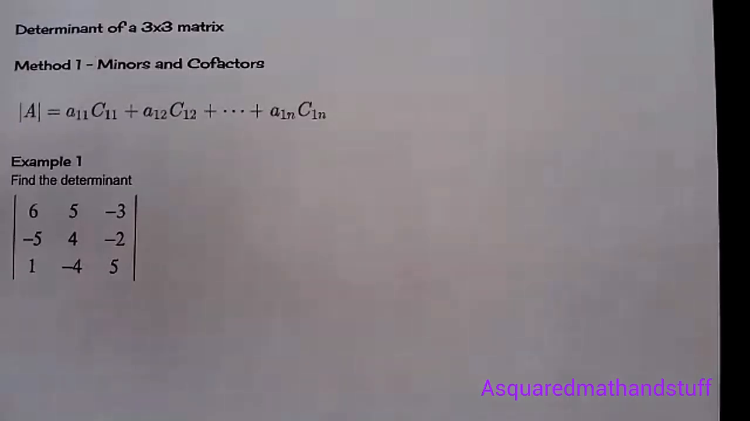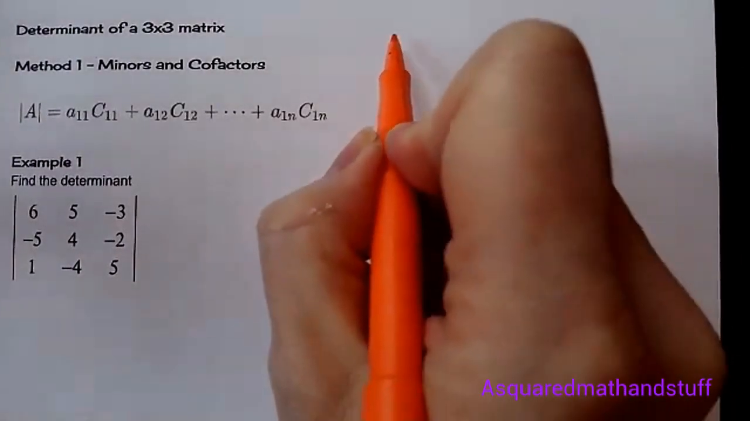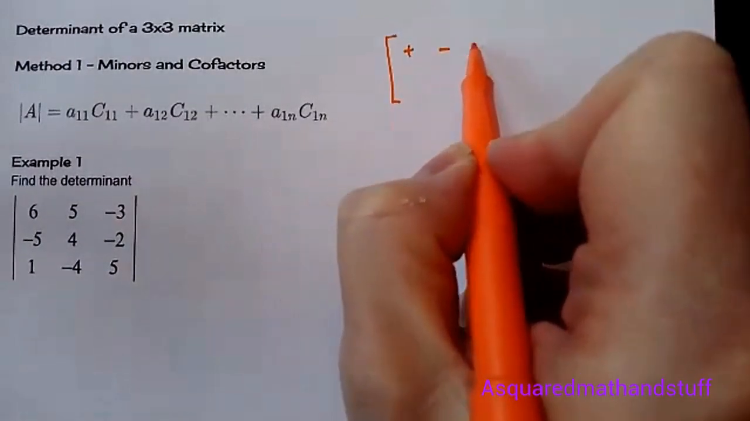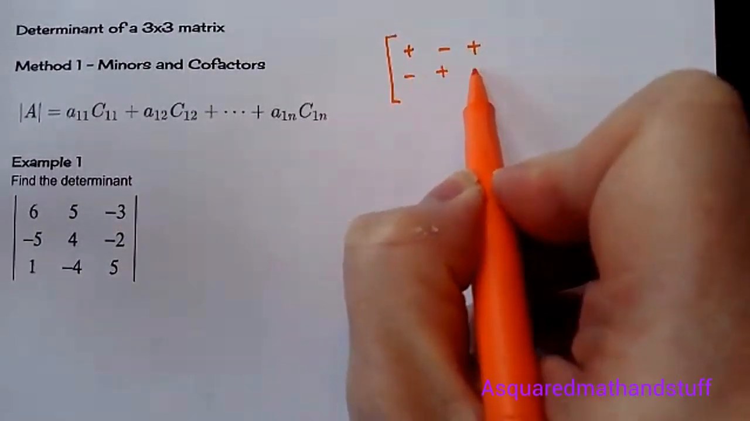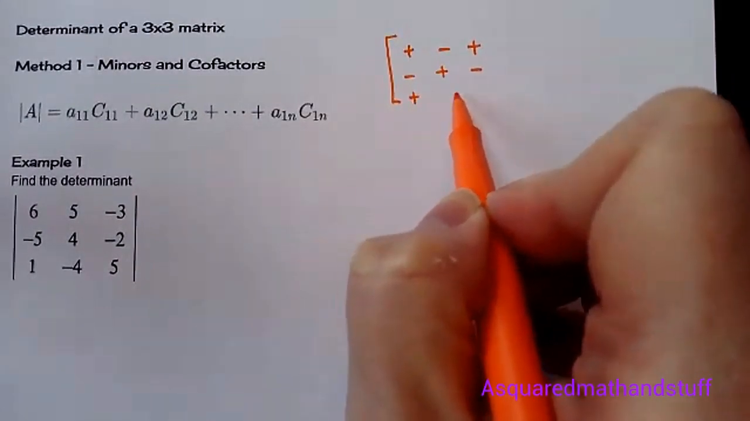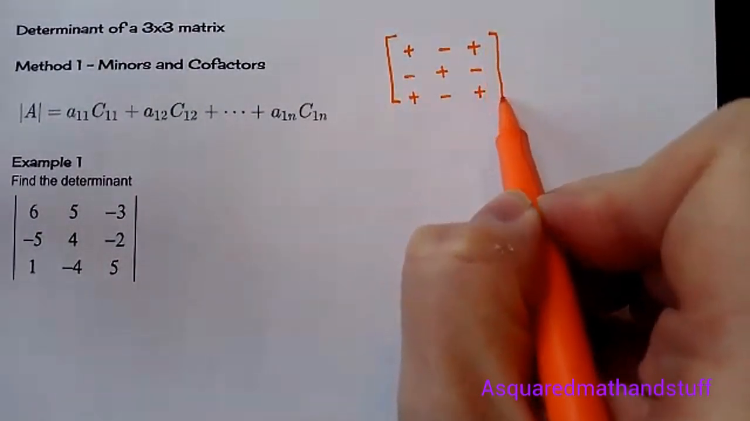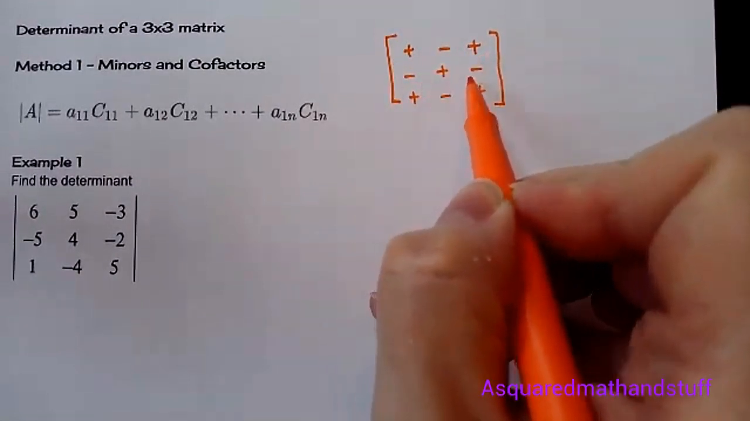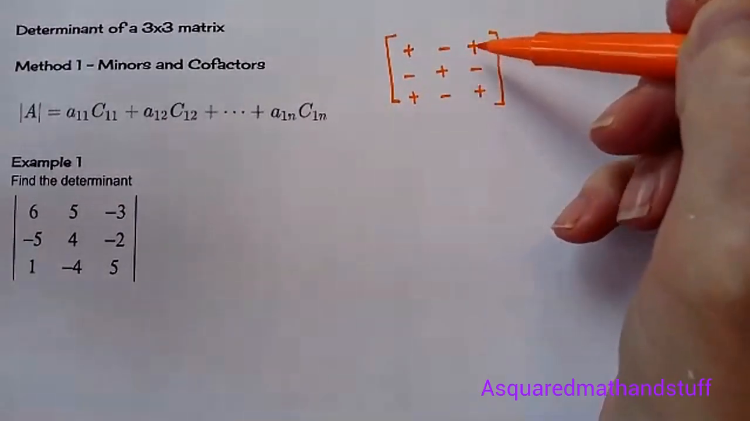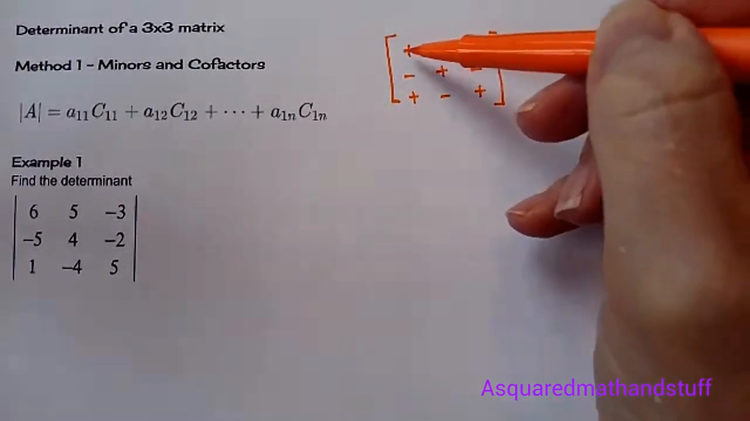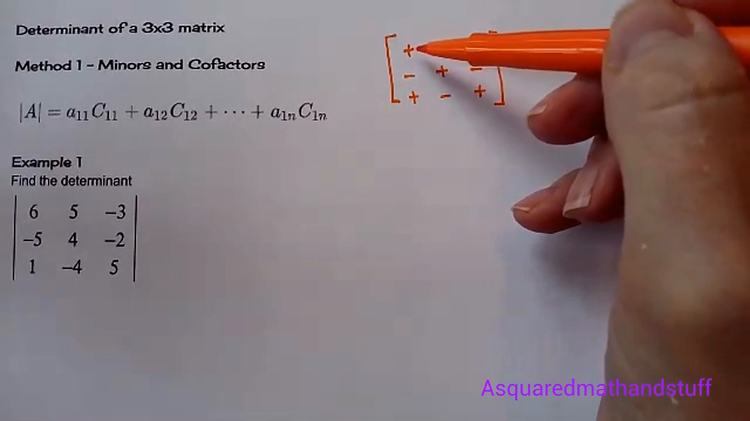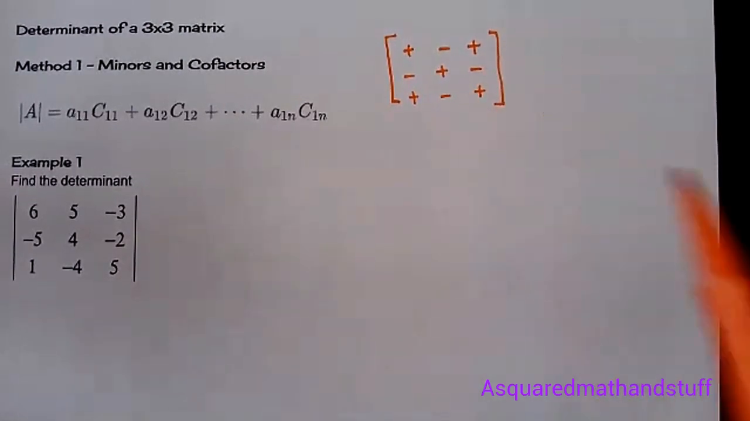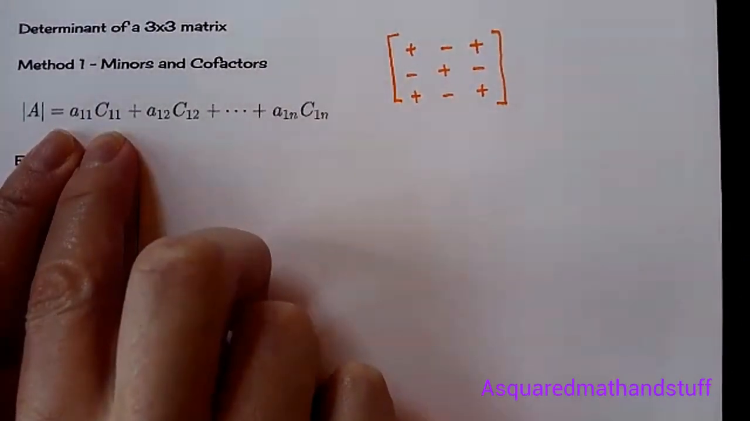Let's go ahead and write that sign matrix up here so we can quickly reference it. Plus, minus, plus, minus, plus, minus, plus, minus, plus. And you can see that this always flip-flops between positive and negative for each row and each column. So as long as you remember that you're flip-flopping signs and you start with that positive in your row 1, column 1, it's not hard to remember this pattern. We use this when calculating the determinant of a 3x3.